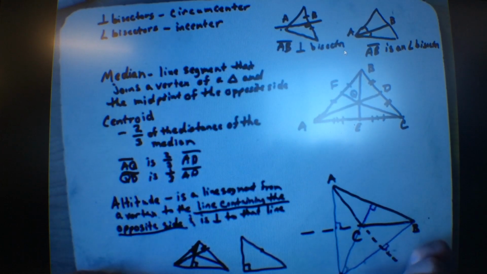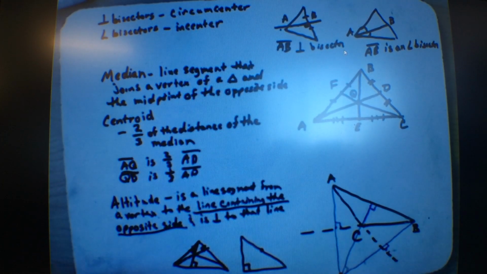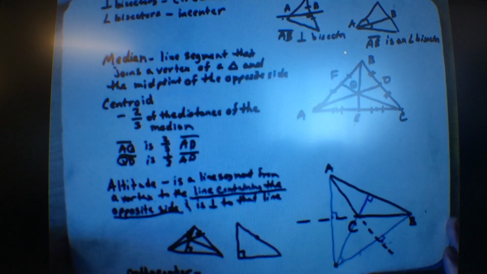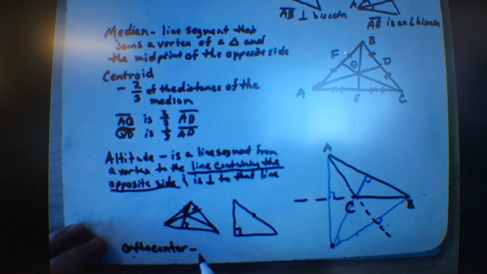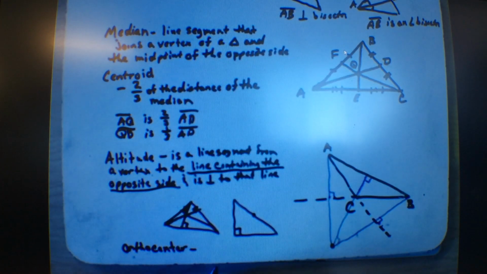Now, since all three connect at a point, that is a point of concurrency also, right? And that point of concurrency is called an orthocenter. O-R-T-H-O-C-E-N-T-E-R, an orthocenter. And an orthocenter doesn't have anything special.